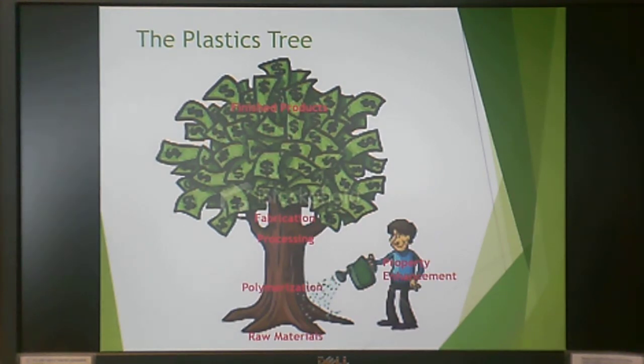So I have this graphic kind of described as a plastics tree. In order to grow a tree, you have to have a good root system and a strong trunk, and that refers to the raw materials that are used, so monomers and other additives, and then the polymerization to make polymers. Property enhancement is through additives and other materials that are added to formulations. Then we branch out through processing, fabrication, and then the thing that brings us all of the dollar value is the finished products. But we have to be able to understand raw materials, property enhancement, polymerization, processing, and fabrication in order to grow the plastics tree.